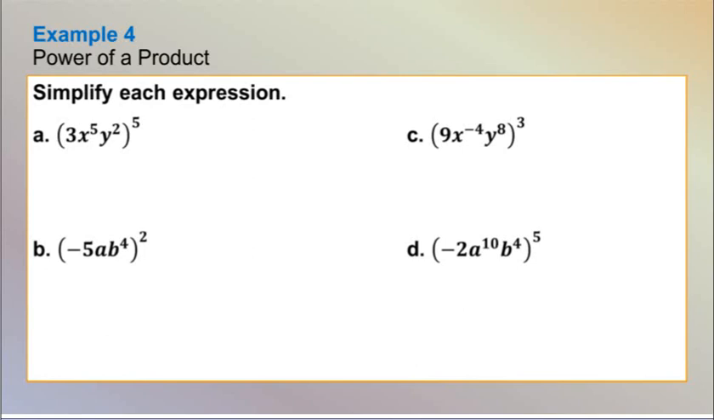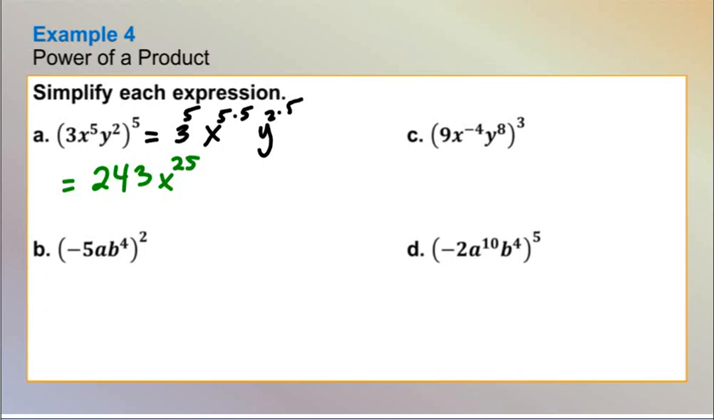So we need to raise everything to the 5th power. So that means 3 to the 5th power, x to the fifth power, and y squared to the fifth power. And you'll notice that I'm multiplying the exponents. So now I can write my answer. 3 to the fifth power would give you 243. X to the 25th, y to the 10th.